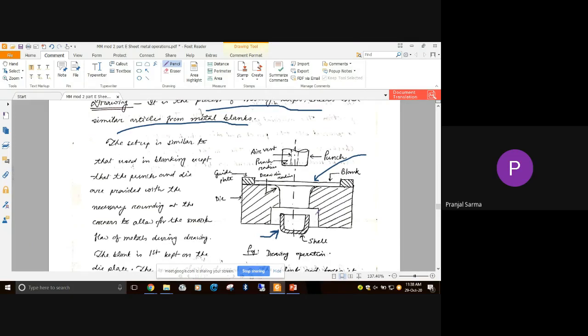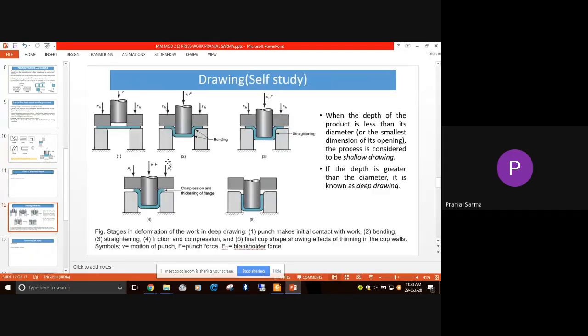Now in this particular drawing operation, we basically encounter two terms. One is shallow drawing, and the other is deep drawing. So how can we define shallow drawing and deep drawing? Basically, it depends on the depth of the product.